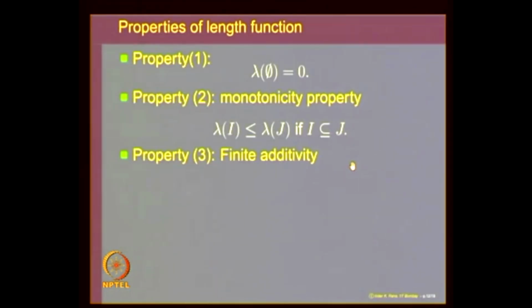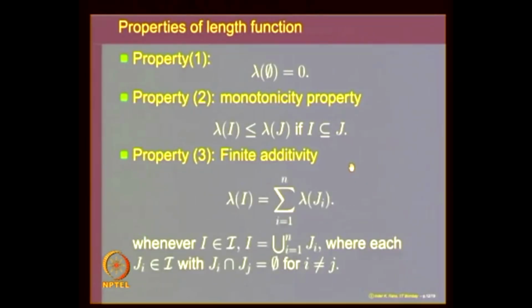We want that whenever an interval I is a disjoint union of some other intervals, then the length of I should be the summation of the lengths of the J's. So if an interval I is written as a finite union of intervals J_i, i from 1 to n, where these J_i's are pairwise disjoint, then we want the length of I to be equal to the summation of the lengths of the J_i's. That is going to be called the finite additivity property.